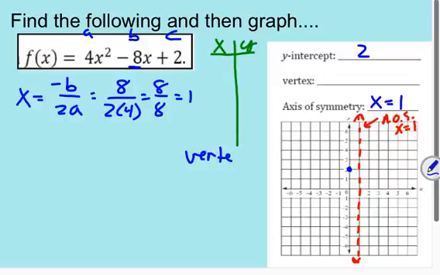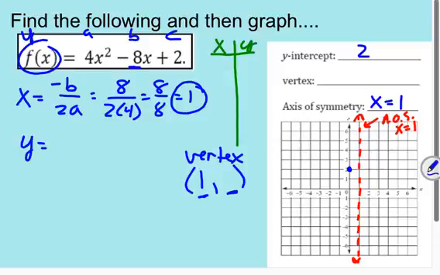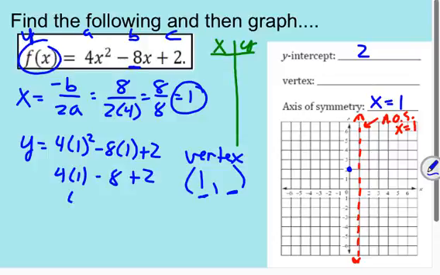Well, I know half of my vertex right now. We found the x value, and that is this 1 here. It's the axis of symmetry. Our vertex lies on the axis of symmetry, so the x value is the same, which is 1. To find the y value, you got to plug that 1 in for x and solve. Once again, f(x) is the same thing as y. y equals 4 times 1 squared minus 8 times 1 plus 2. So 4 times 1 is 4, minus 8 plus 2. That's -4 plus 2. I'm going to get -2.